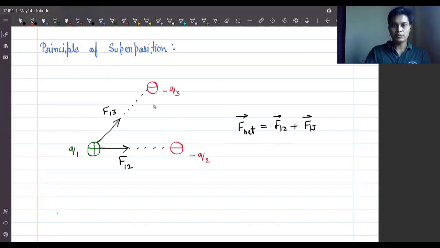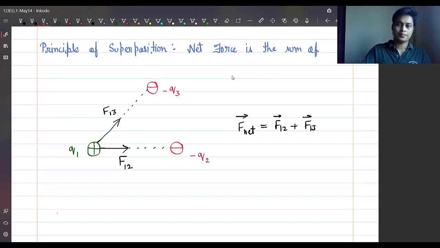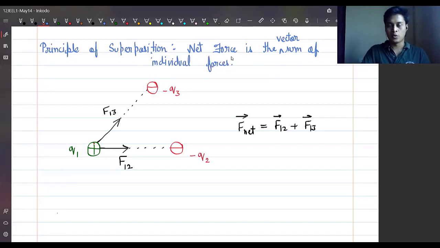That means you can assume that the force applied by Q3 on Q1 does not in any way affect the force applied by Q2 on Q1. These forces stay independent. That is why we can use this relation that net force is the sum of individual forces. So we can write here, net force is the vector sum of individual forces. Of course, here the force is due to Coulomb attraction or repulsion.